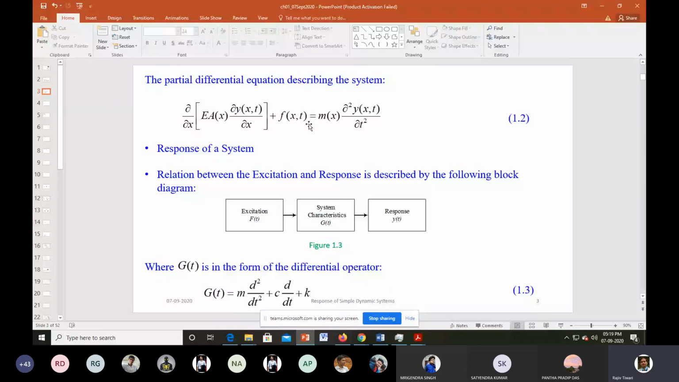This is the external force. This is the mass, which is a function of x, and this is the acceleration. So this is the inertia force. Damping is not considered here, because in continuous systems damping modeling is very difficult.